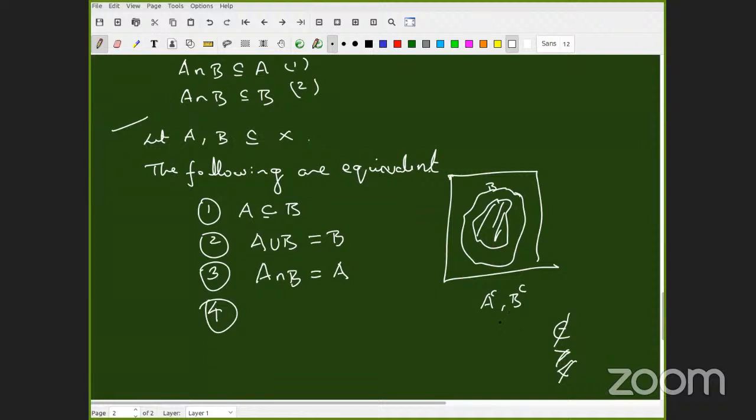Then complement of B is a subset of complement of A. That's what you have to say. B complement is a subset of A complement. Don't use belongs to, greater than, less than. That's fine. Initially, these things will come.